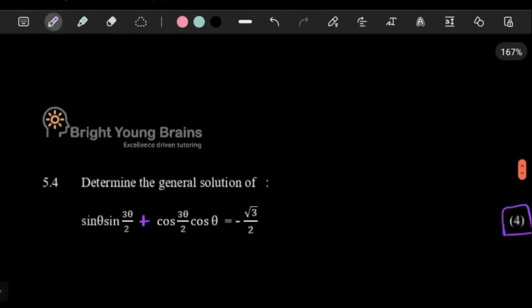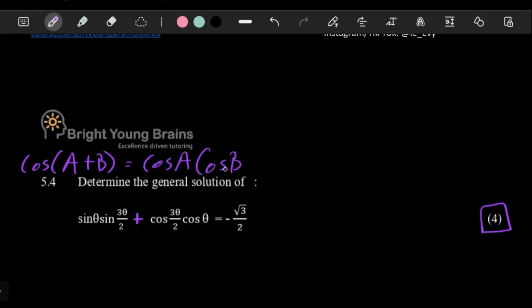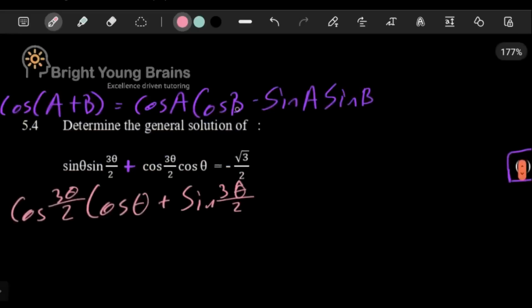Let me make this smaller. So it's like cos of a plus b. This is equal to cos a cos b. If this is a plus, this will be a minus, and then sine a sine b. So here we're gonna have sine theta is equal to negative square root of 3 over 2.